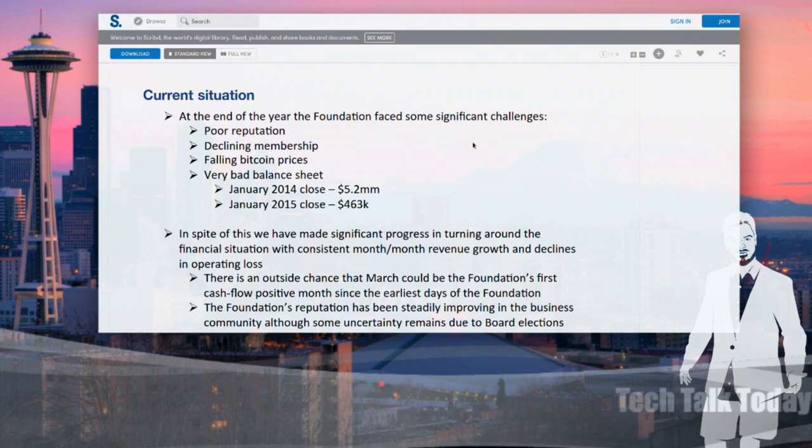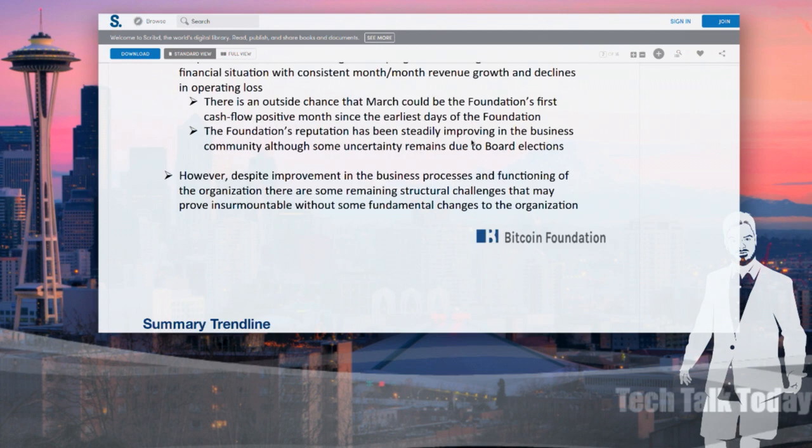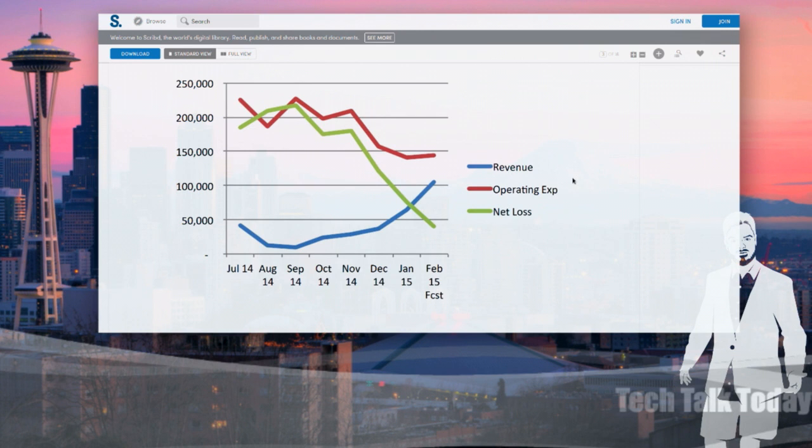January 2015, $463,000. So they've made a lot of progress, but you can see they have been losing significant money. If you're watching the video version, we have a chart here that shows revenue and net losses are declining. Revenue finally begins to climb, but operating expenses are also climbing at the same time.